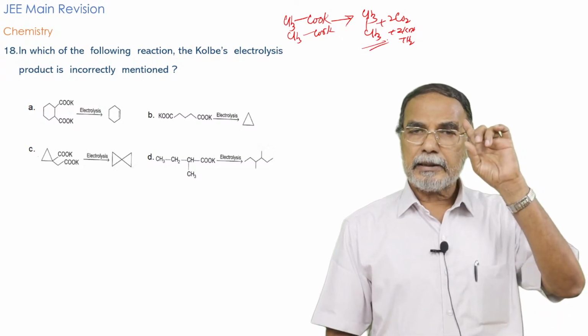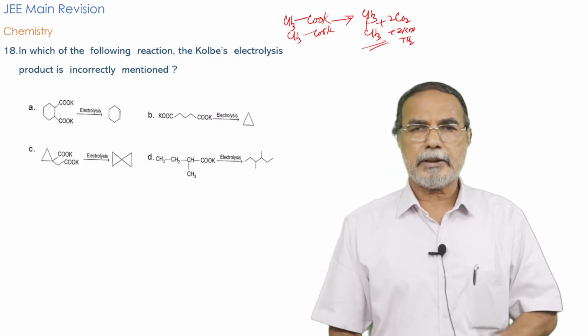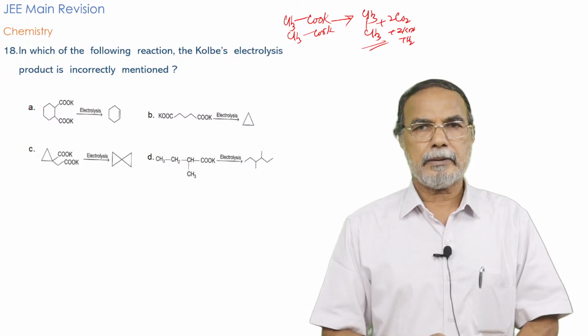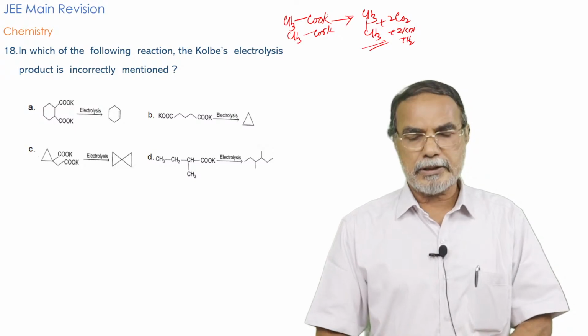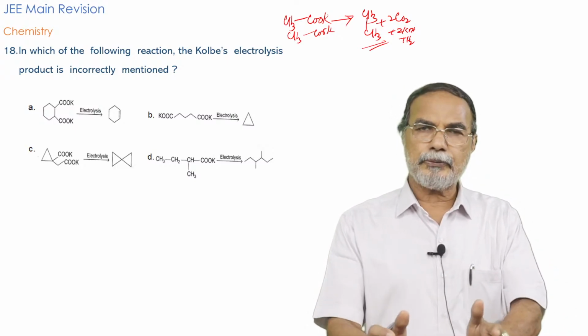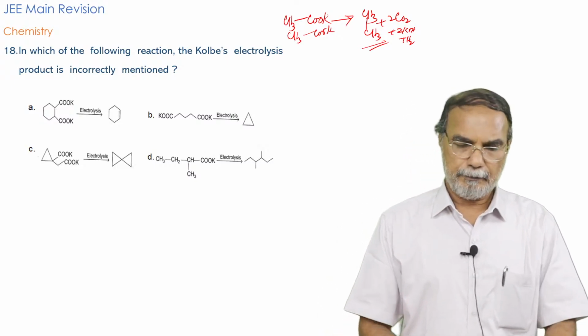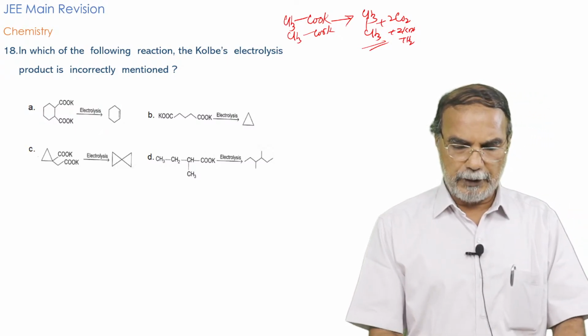This is the classical example, the first example that you study in Kolb's electrolysis in your 11th standard, relating to the preparation of alkanes on a limited scale. So, preparation of ethane by the Kolb's electrolysis of potassium acetate. Now when you apply the same idea of Kolb's electrolysis to these molecules, what will be the product? What will be the product? The first case, what is the product?